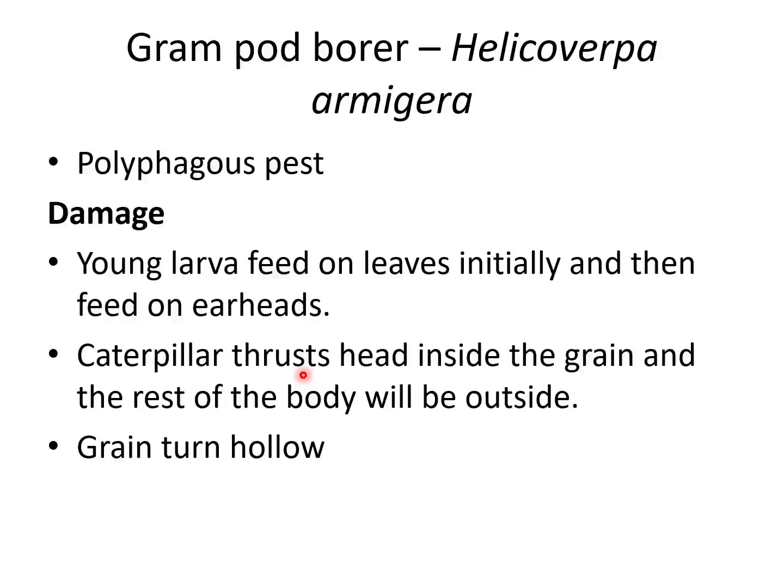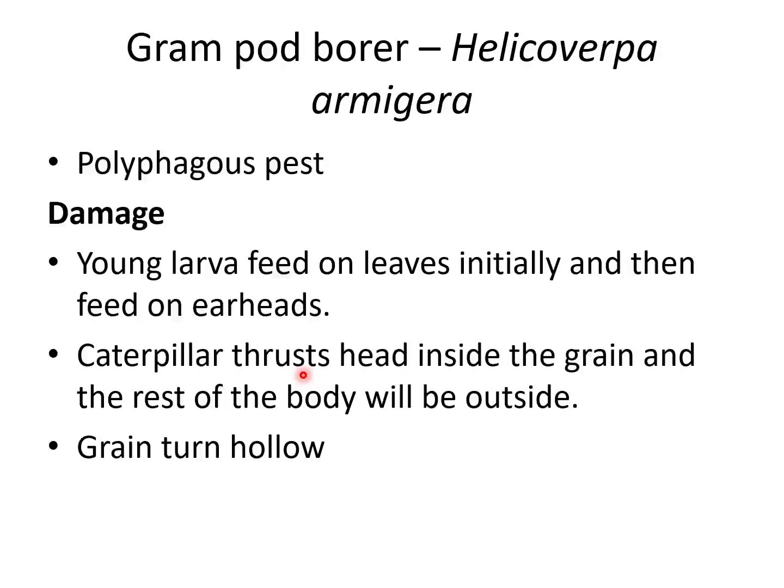And its feeding behavior is also typical. It feeds by inserting its head into the fruit. Here in wheat it thrusts its head into the grain while the body remains outside the grain. And because of the feeding of the grain by the larvae, the grain will turn hollow. That is the typical feature of gram pod borer. You will see several typical features of it when we discuss it in the case of cotton and all.